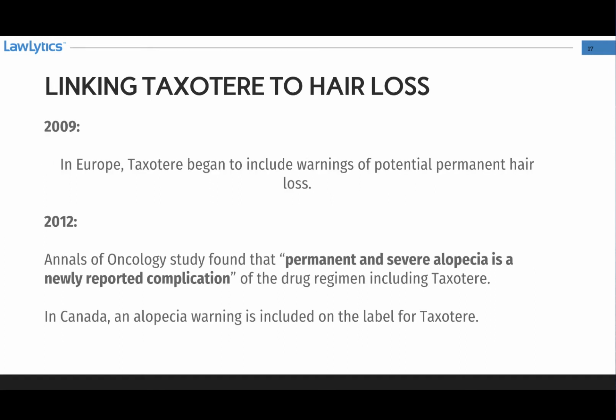A warning first appeared in 2009 in Europe, and it included warnings about the potential permanent hair loss in women who took the drug for breast cancer way back in 2009.